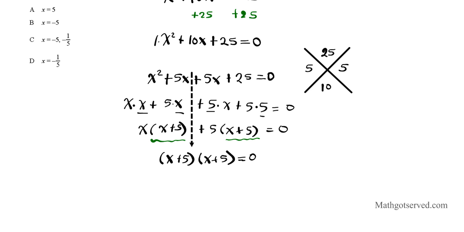Now I can set each one to 0 and solve. x plus 5 equals 0, and x plus 5 equals 0. Subtract 5 from both sides, and you get x equals negative 5 for the first one. And for this one, subtract 5, and you have x equals negative 5. So our answer is option letter B.